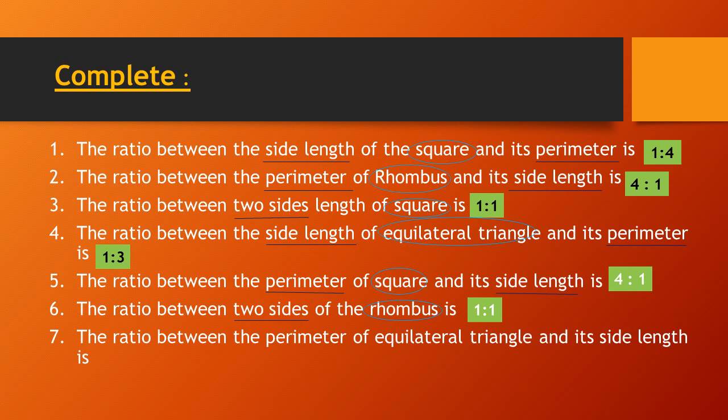Number 7. The ratio between the perimeter of an equilateral triangle and its side. I told you perimeter at first, then side. Of what? Of an equilateral triangle. Take care of the order, then ask yourself, is it an equilateral triangle or a rhombus or a square? According to the shape, you will know the ratio. Then we find the ratio 3 to 1.